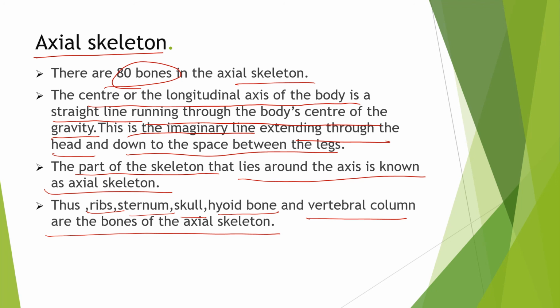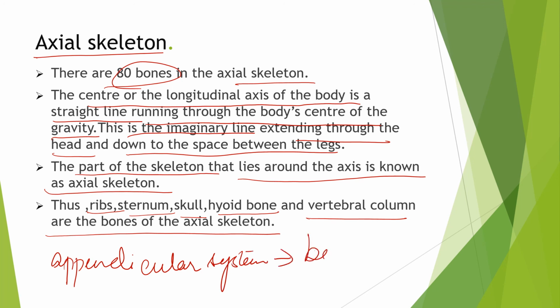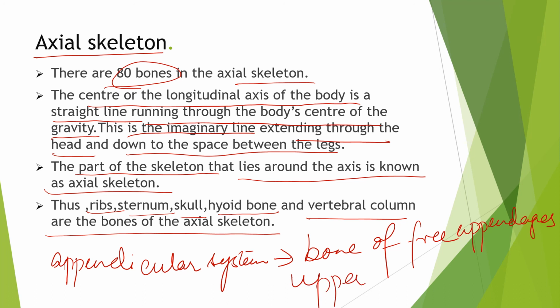The appendicular skeletal system is mainly dealing with the appendages. So what are the appendages? The appendages are the hands and the legs, the limbs. The appendicular skeleton consists of the bones of the free appendages. So what are the bones of the free appendages? They are mainly the upper and the lower limbs. All this we will be discussing in the next class.